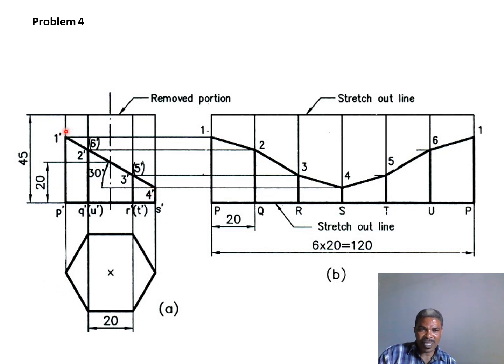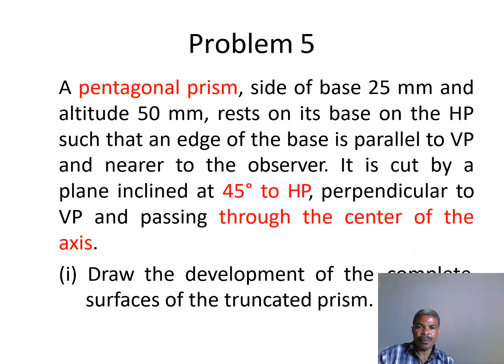Because the unfolding started at 1, it must end at 1 as well. So you can see 1 being the highest point here, likewise here at P is also the highest point. But the total distance to be taken is 6 times 20, as we have elaborated for the previous case. This is how one can come to obtain the developed surfaces for a truncated prism.